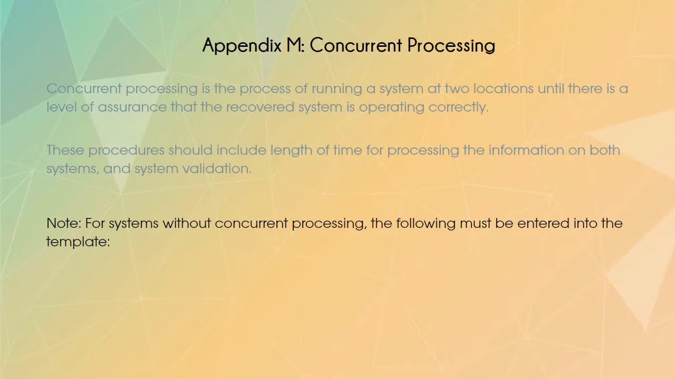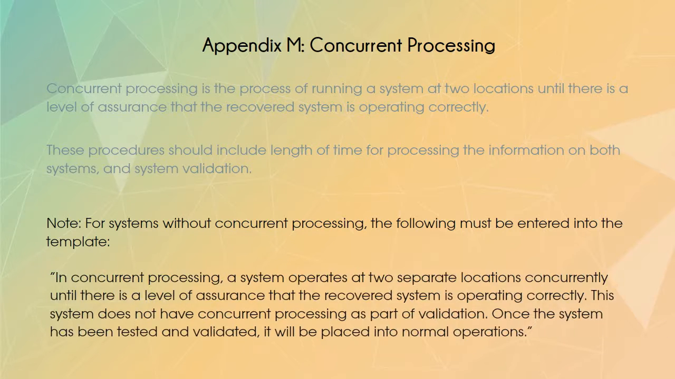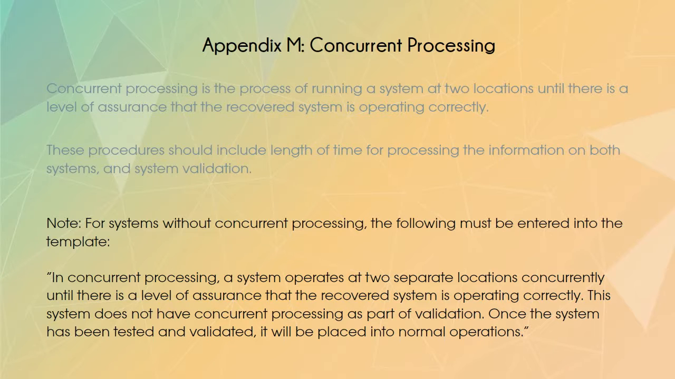Note, for systems without concurrent processing, the following must be entered into the template. In concurrent processing, a system operates at two separate locations concurrently until there is a level of assurance that the recovered system is operating correctly. This system does not have concurrent processing as a part of validation. Once the system has been tested and validated, it will be placed into normal operations.